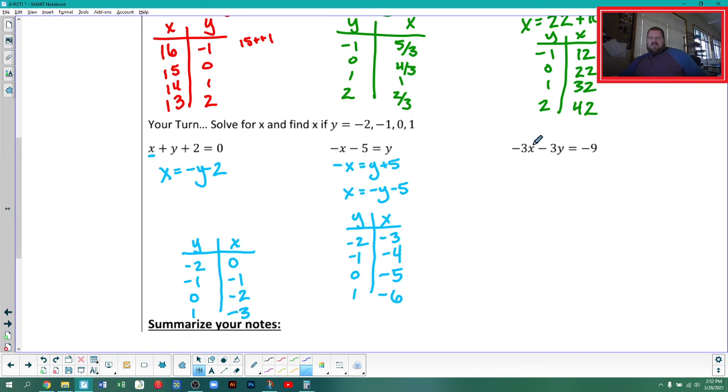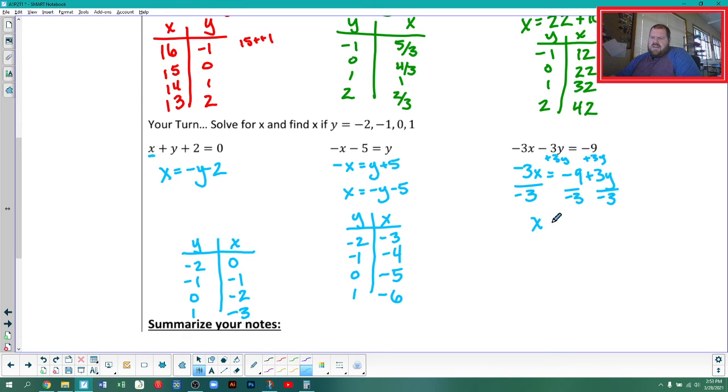And this one's a little bit different. I am going to try something a little bit tricky here. First thing I'm going to do is add 3y, adding 3y. And we'll get -3x is equal to -9 plus 3y. Then I'm going to divide by -3, and I'm actually going to do that everywhere, which is something I haven't done yet. But it's just going to work out so nice on this one. I mean, kind of.